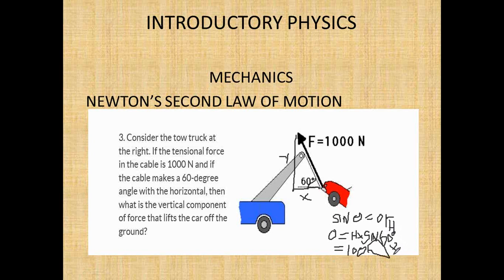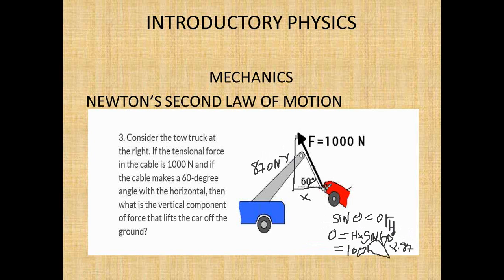So that would be 0.87 times 1,000, so that's equal to 870. Okay, so this vertical component that's lifting the car upwards is 870 newtons. Okay, 870 newtons.